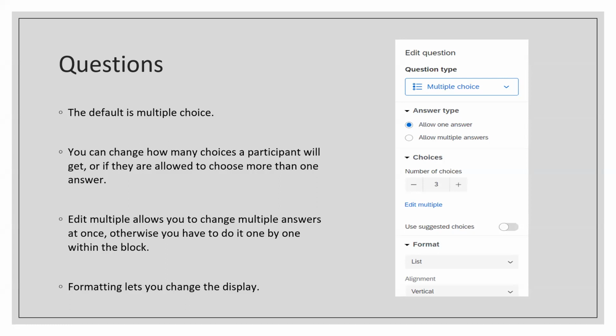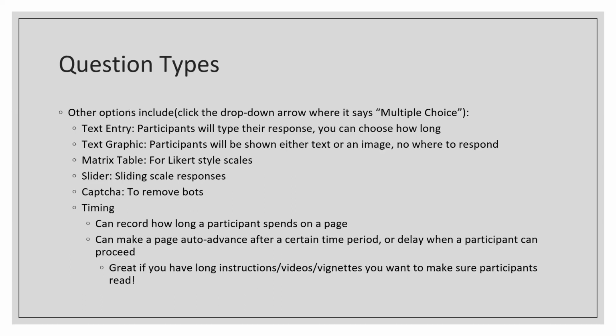And edit multiple, the blue text under the number of choices, allows you to edit multiple. If you have yes, no, maybe, you can alter these all at once rather than going individually. So in that text box, you can put line by line what you want instead of editing every single one. And then formatting lets you change the display. So you can choose whether you want it to be a list, if you want it vertical, or if you want it horizontal. So if you have a Likert scale, you can choose to have it horizontal rather than vertical.